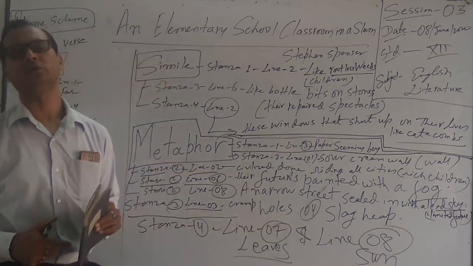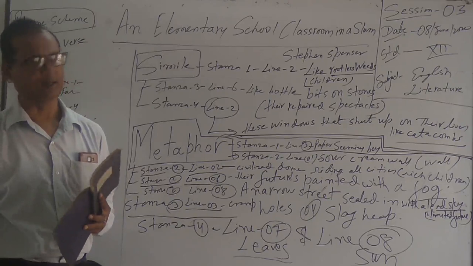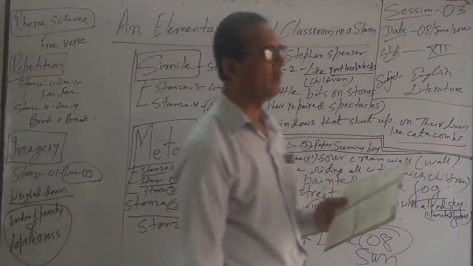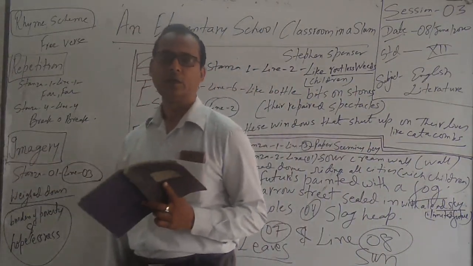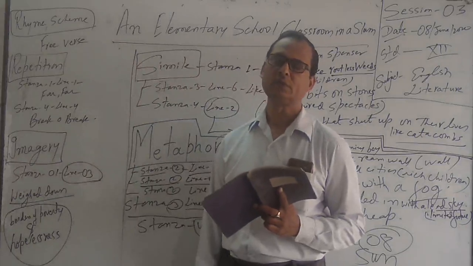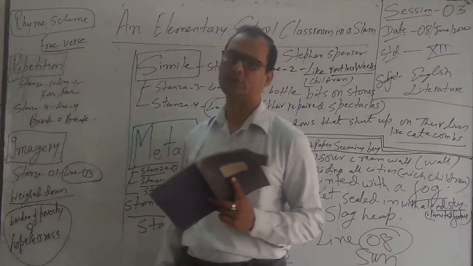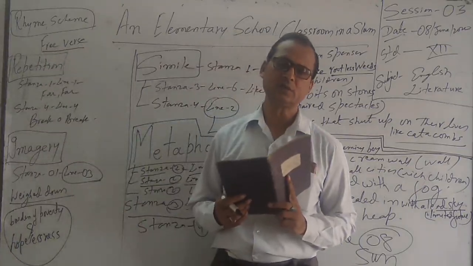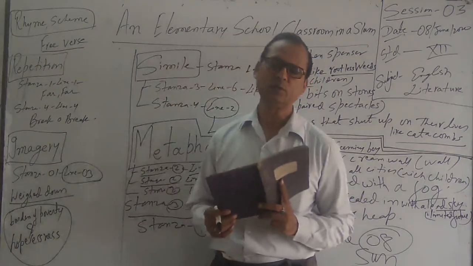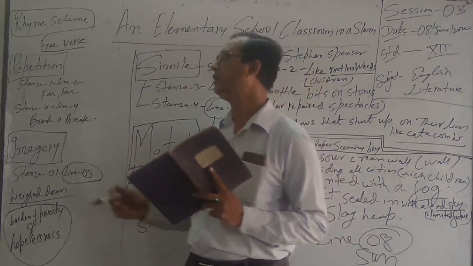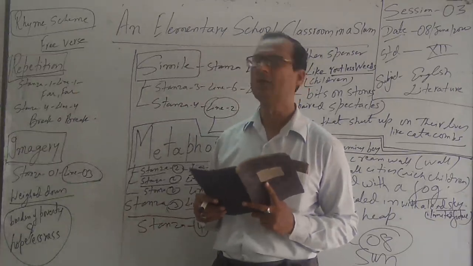Now we are going to see some poetic devices that have been used here. At first we see rhyme scheme. Here there is no rhyme scheme in this poem, so this poem follows free verse. The second poetic device that has been used here is repetition. Repetition means repeating a word, the same word.